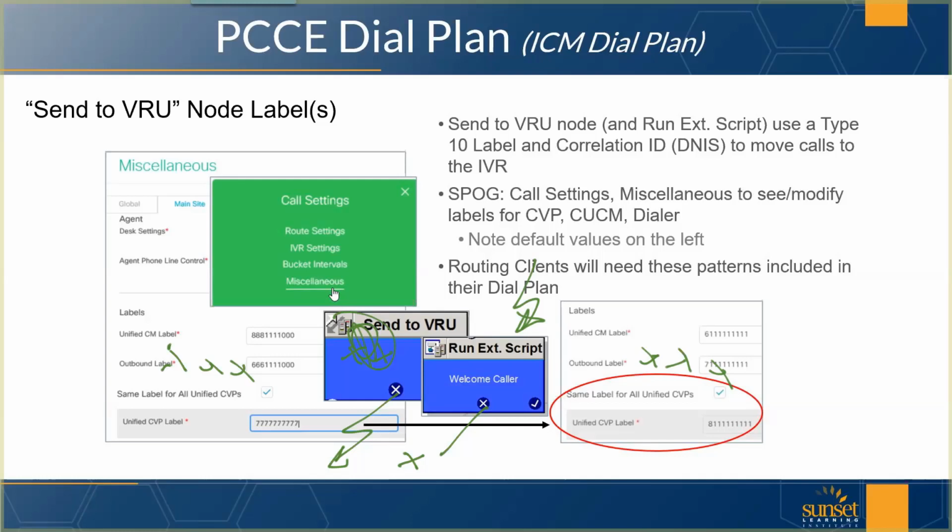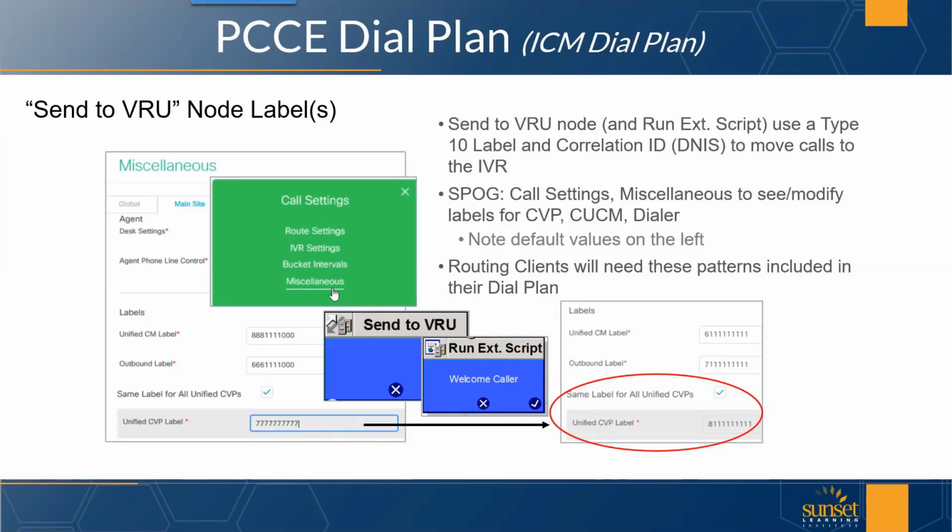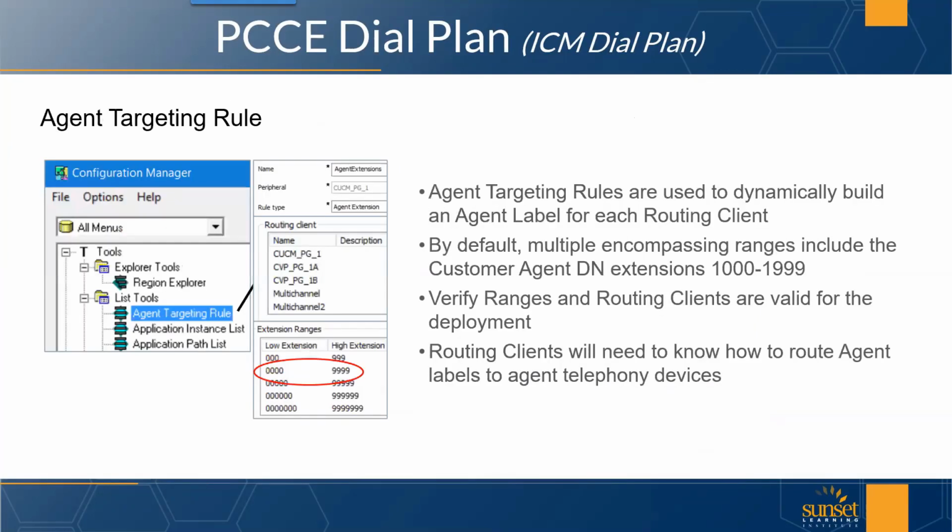And if that send to VRU node passed, in other words, passed the check mark, and your external script still failed, then you don't have to go looking at the underlying VRU labels and that configuration. That worked. You can hone in directly on your application or your WAV files or whatever the case may be.